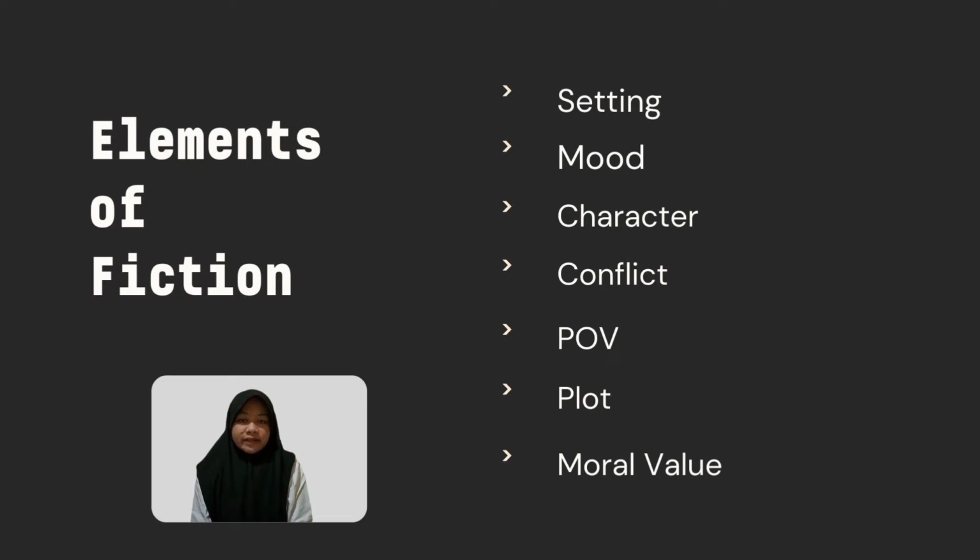There are 7 elements of fiction. The first is setting, mood, character, conflict, POV, plot, and moral value.